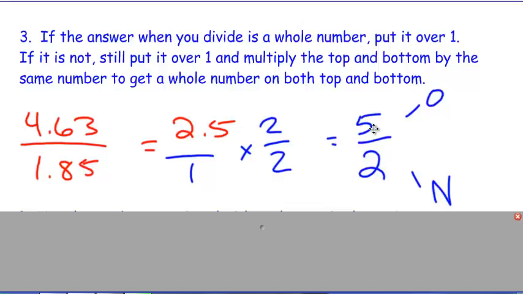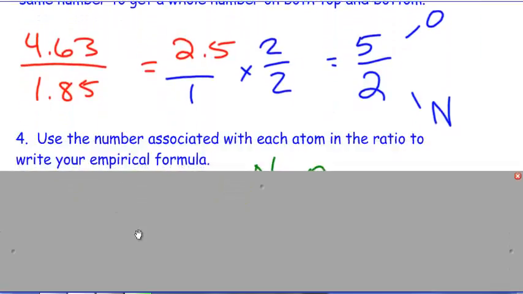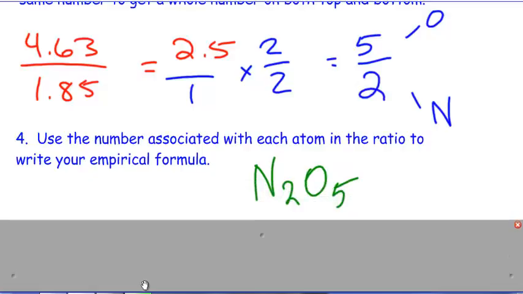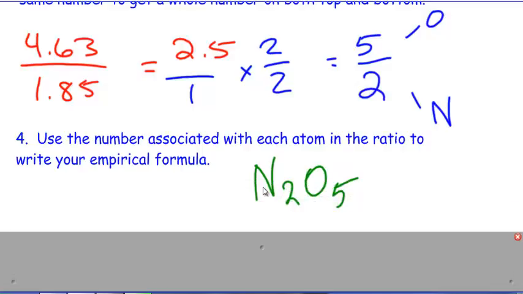Now I know that the 5 is associated with the oxygen because remember that oxygen was 4.63 moles when I divided and used my mole map. And the 2 is associated with the nitrogen because the nitrogen was 1.85 moles when I used my mole map to go from grams to moles. So I'm going to use those numbers in the ratio to write my empirical formula. I have N2O5, and again that comes from this 5 over 2. 5 oxygens with 2 nitrogens. I wrote it as the nitrogen being first just because it was given to me first in the problem.